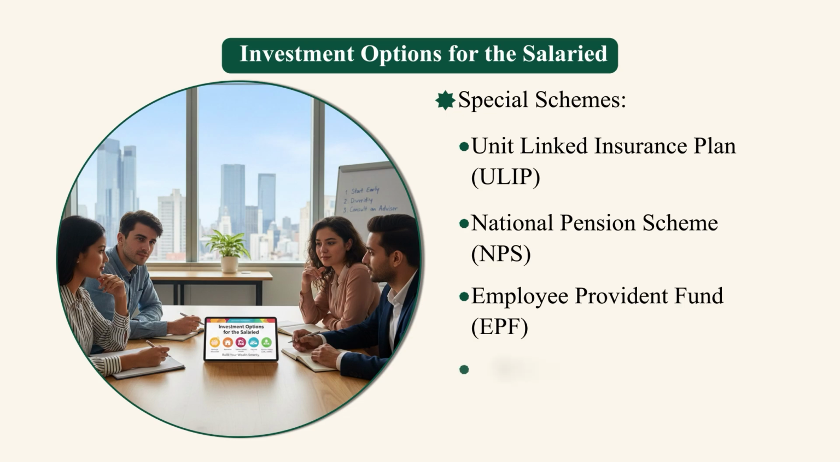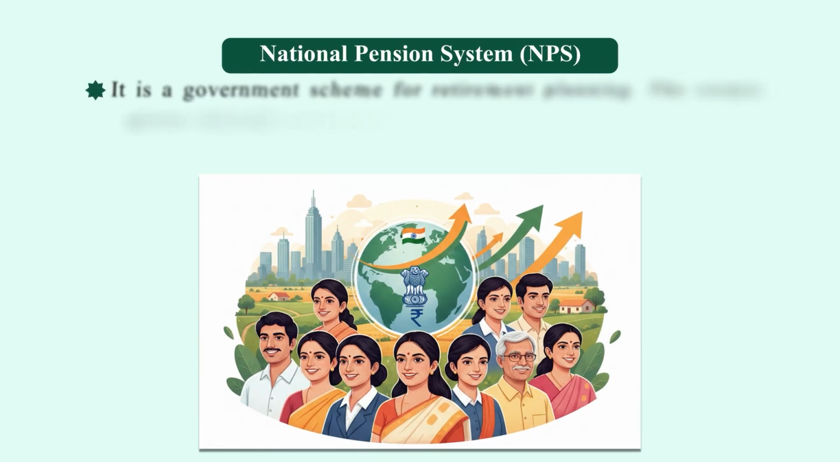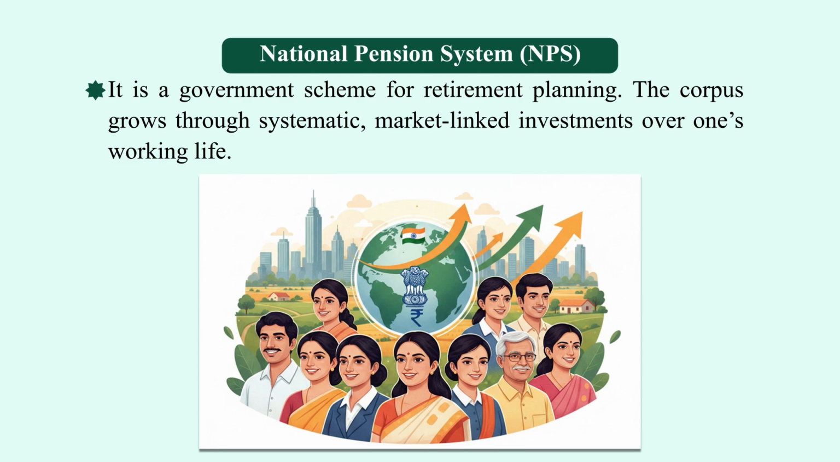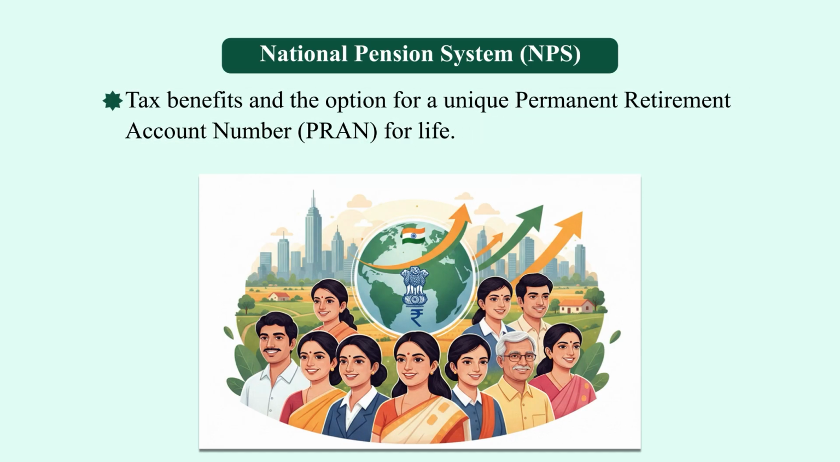GPF is available for government servants and EPF is also available for government servants up to a certain level or in the private sector. National Pension Scheme or NPS is a government scheme for retirement planning. The corpus grows through systematic market linked investments over one's working life, and when a person retires, then a fixed amount accrues to him or her from this scheme. Tax benefits and the option for a unique permanent retirement account number, also called PRAN, is available to the employees for life.